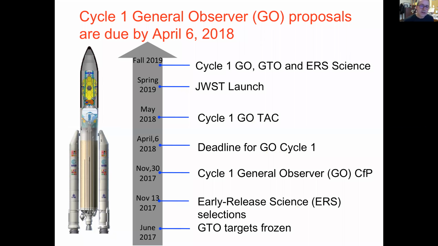First of all, just a general timeline of where we are. The launch is now scheduled for the spring of 2019. Two days ago, there was the early release science announcement. I will talk very briefly about that. Early release science are sets of observations that will be done early after launch. Those are community programs with no proprietary time, and these are data that will be available to everybody. Those programs are now available on the web. You can go and find them.